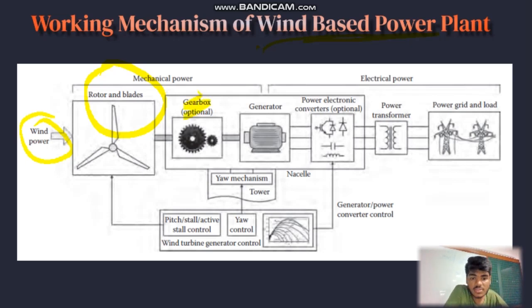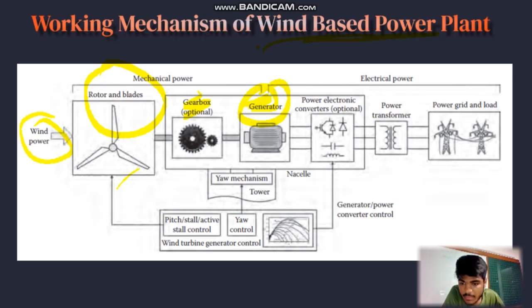Further, this is the gearbox. The rotor is connected to the gearbox, which increases the rotational speed of the blades. The gearbox is necessary because the rotational speed of the blades is relatively low, while the generator requires high speeds to produce electricity efficiently.